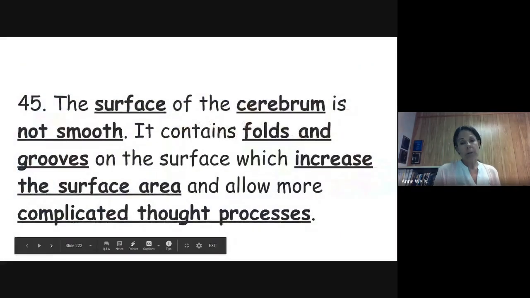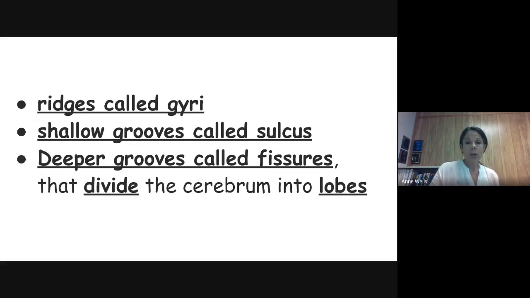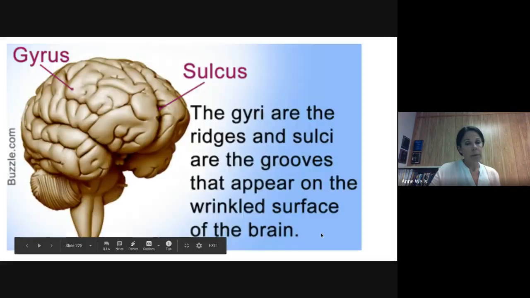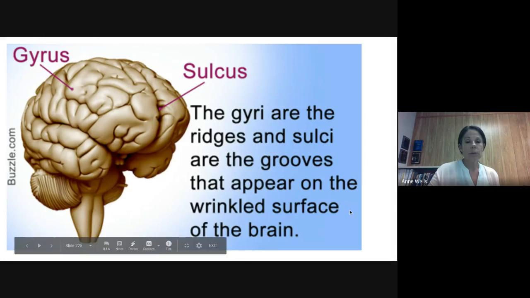Number 45, the surface of the cerebrum is not smooth. You've seen enough pictures of the brain to know that. It contains folds and grooves on the surface, which increase the surface area and allow more complicated thought processes. It has ridges called gyri, shallow grooves called sulcus, and deeper grooves called fissures that divide the cerebrum into lobes. So you can see how the gyri are more just like smaller ridges, and the sulcus are like much deeper grooves.